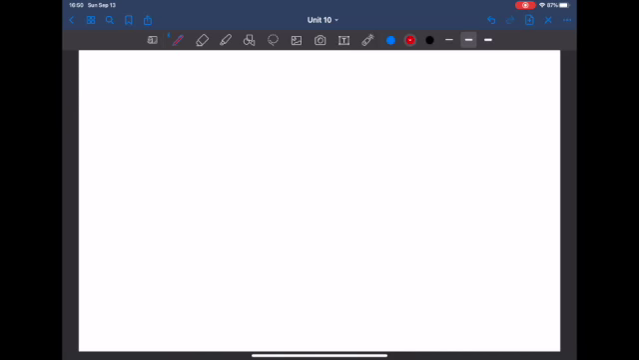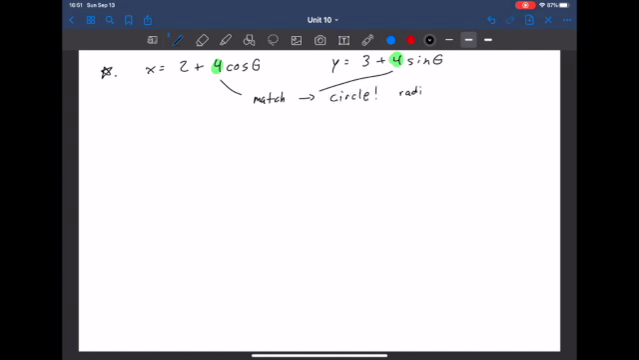So, that's enough of the basics. I will say one more thing. What if I had x equals 2 plus 4 cosine theta and y equals 3 plus 4 sine theta? Okay, what's going on now? So the first thing I'm going to point out is that these numbers are still the same. Because those match, we have a circle. And you should be able to tell me the radius already, because that number is the radius.